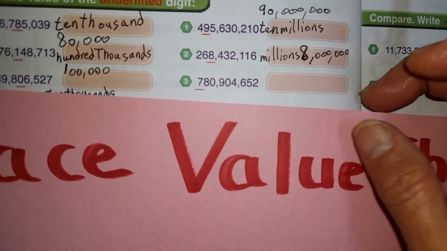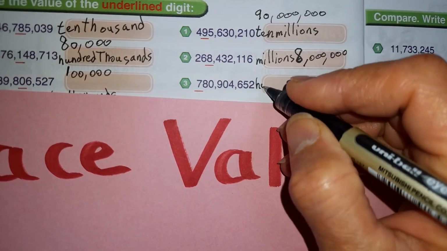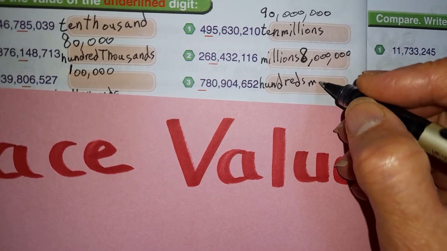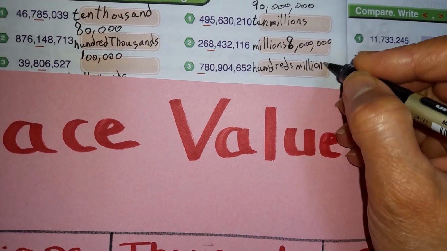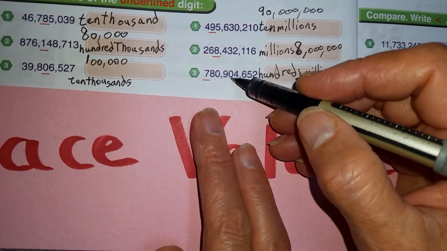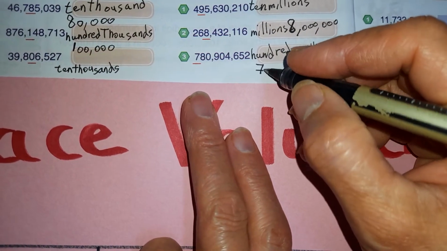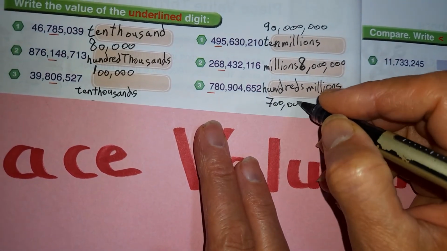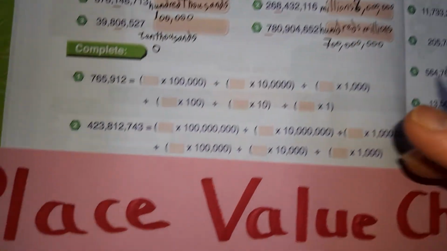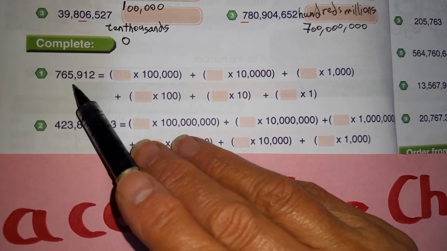The last one, it is in the 100 millions. It is what? 7. So I will write 100 hundreds millions. And how many zeros for the 7? 8 zeros. So it will be 700 millions.